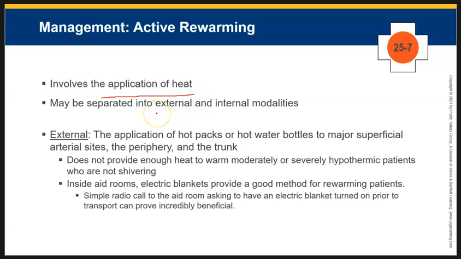This can happen externally. We can have hot packs or hot water bottles that we use. This is inadequate for moderately or severely hypothermic patients who are not shivering. And so in this case, we may even elevate that if we have an electric blanket or something available in the clinic or first aid room.